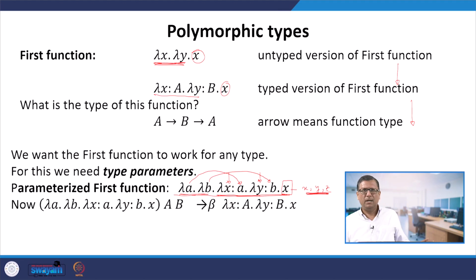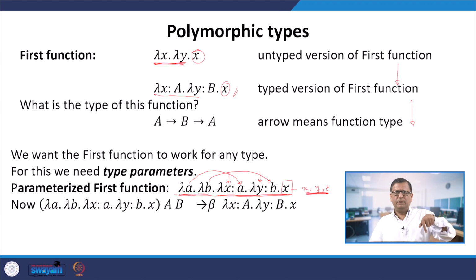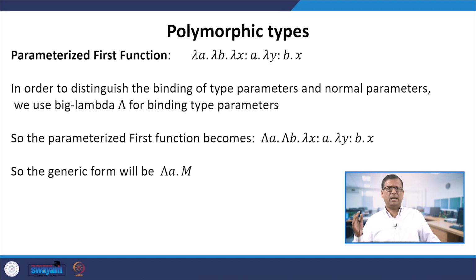So now we have moved to a more generic structure, and this is called polymorphic, because it is going to work not on one particular type, uppercase A and B, but on anything. If we instantiate, for example, with uppercase A and B, by beta reduction we get back this one. So this is the transformation: we have moved from untyped to typed and then to parameterized type. That is the polymorphic type. The parameterized first function is represented in this way.